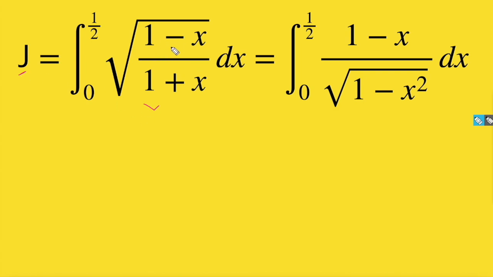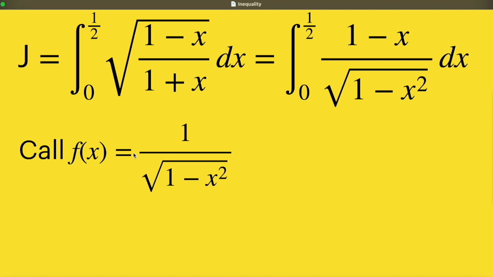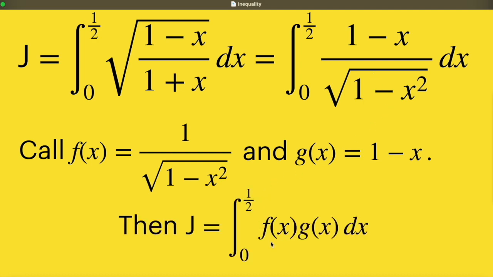Okay, and what is this? We have seen this is exactly equal to (1 minus x) over square root of (1 minus x square). So this J is exactly equal to this. Now we call f(x) to be 1 over square root of (1 minus x square), and g(x) equal to 1 minus x. So what is this integrand? This is exactly f(x) g(x). So then J is the integral from 0 to half of f(x) g(x).